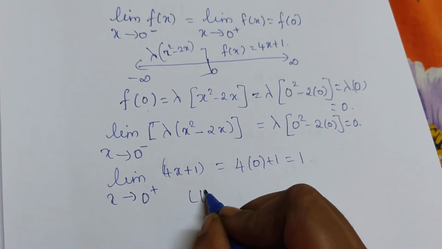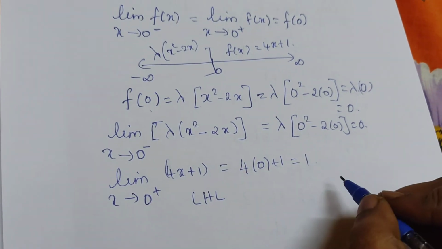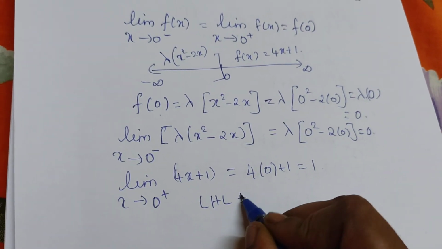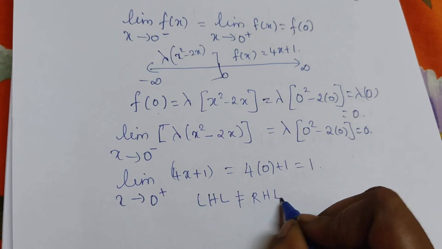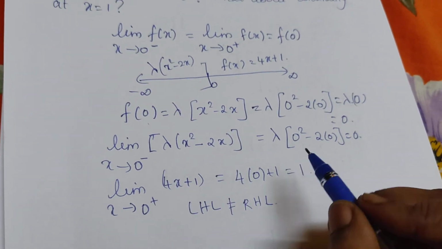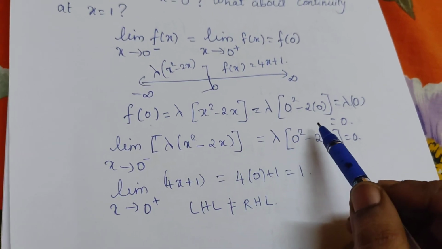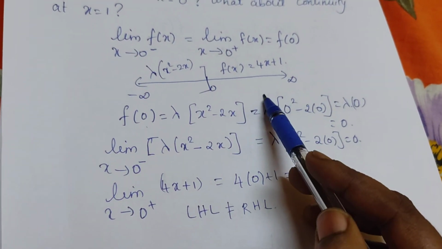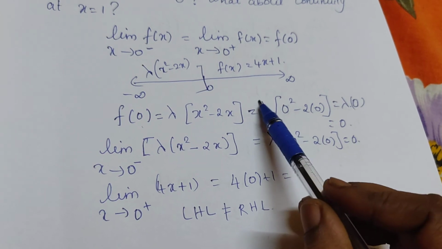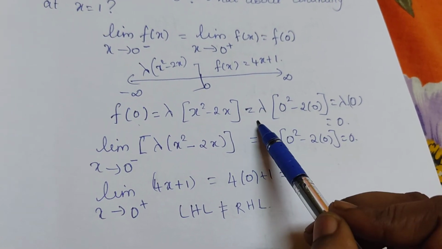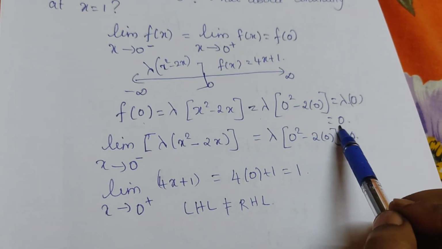So here the left hand limit exists and right hand limit exists, but they are not equal. So we can say the function is discontinuous. We are not able to get a limit. Therefore the function is discontinuous at 0. So whatever value lambda takes, that does not influence the continuity of the function at 0.